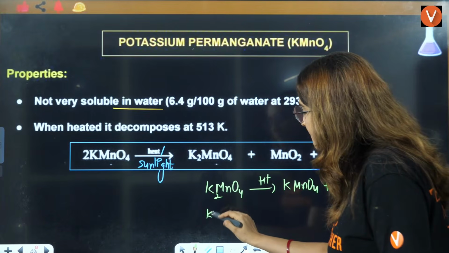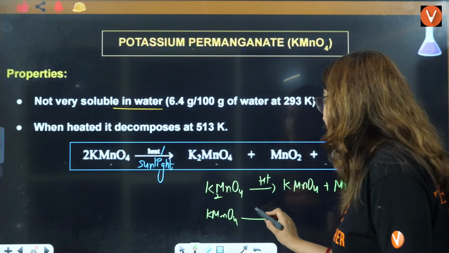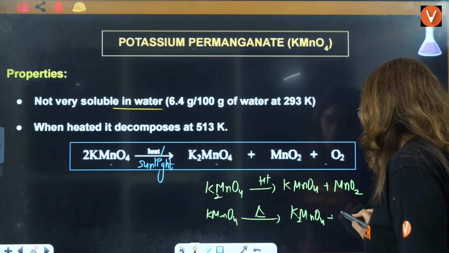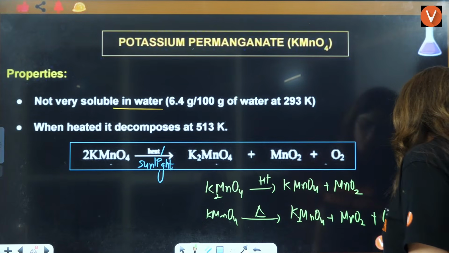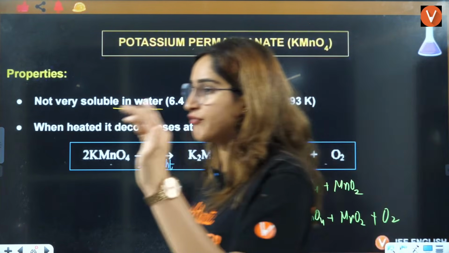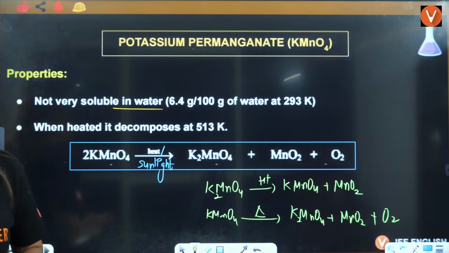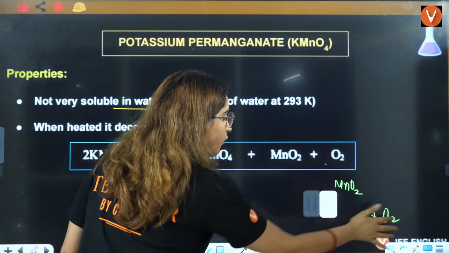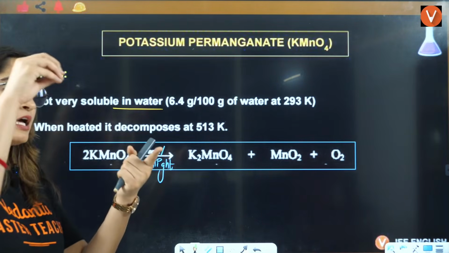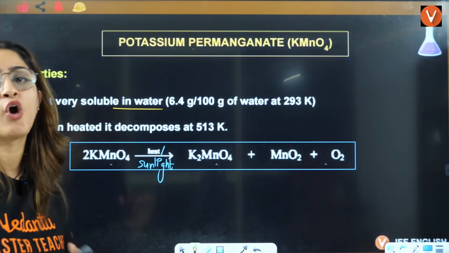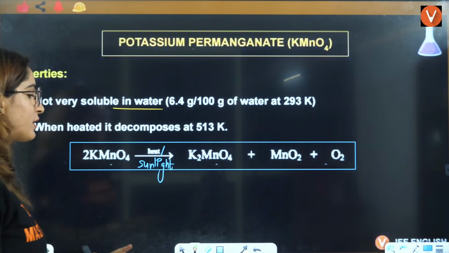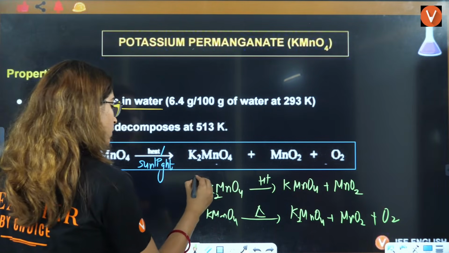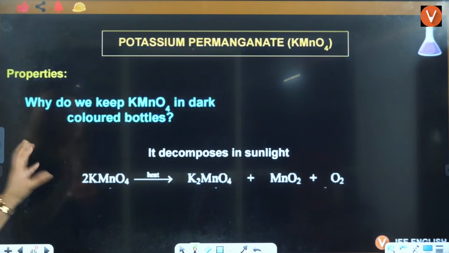And permanganate, when you heat it, is converted to manganate plus MnO2 plus O2. This is very, very important, right? Okay, right, everybody? Both the reactions, the decomposition of manganate and the decomposition of permanganate, are highly important for you. So I have also written it to conclude that part in front of you, right? Okay, now let's see this here.